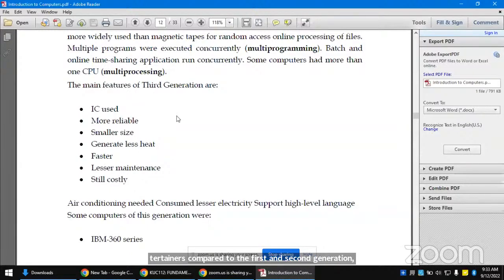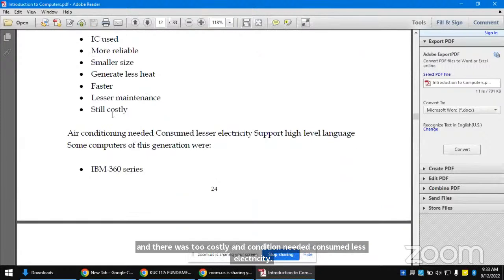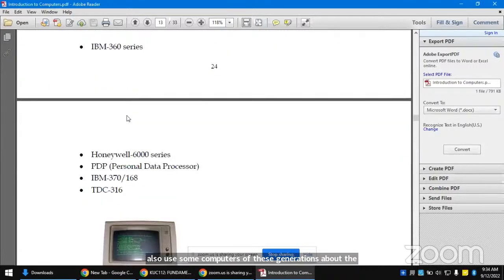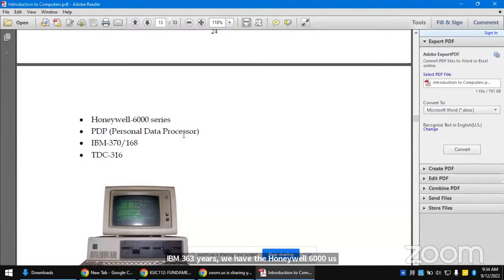And air conditioning was needed, but they consumed less electricity and supported high-level programming languages, of course. Some computers of these generations were the IBM 360 series, the Honeywell 6000 series, and the PDP, or Programmed Data Processor.